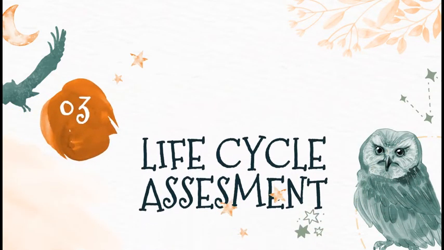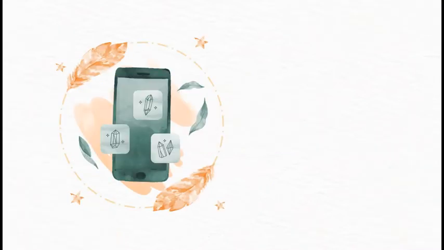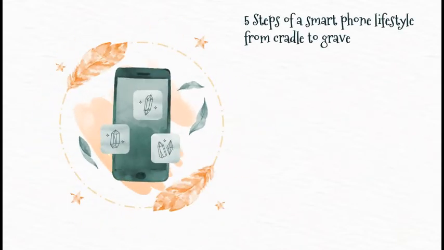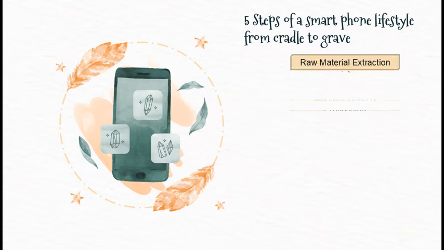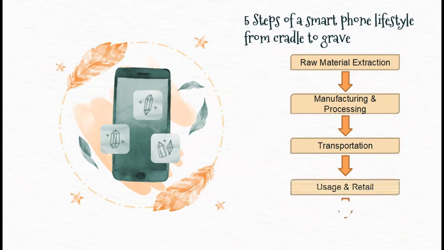Let's go further to the major part of this video, which is part 3, the life cycle assessment of a smartphone. For the recap of life cycle assessment, there are 5 steps of a smartphone lifecycle from cradle to grave. Your first step starts from raw material extraction. Second step is manufacturing and processing. Third step is transportation. Fourth step is usage and retail, and the last step is waste disposal.